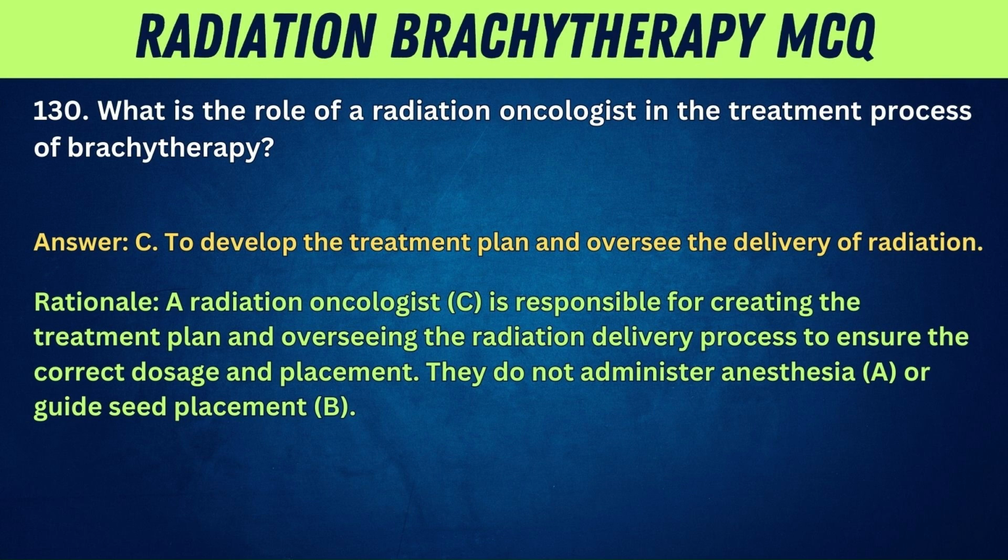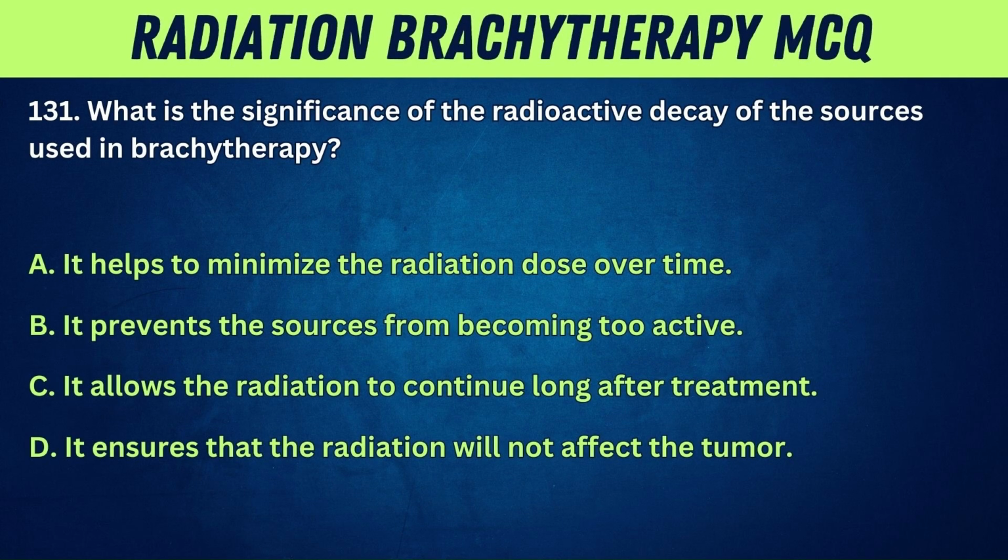Rationale: a radiation oncologist, C, is responsible for creating the treatment plan and overseeing the radiation delivery process to ensure the correct dosage and placement. They do not administer anesthesia, A, or guide seed placement, B. 131. What is the significance of the radioactive decay of the sources used in brachytherapy?